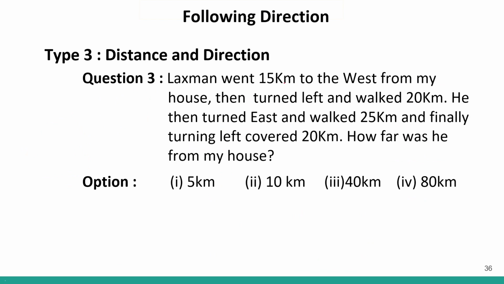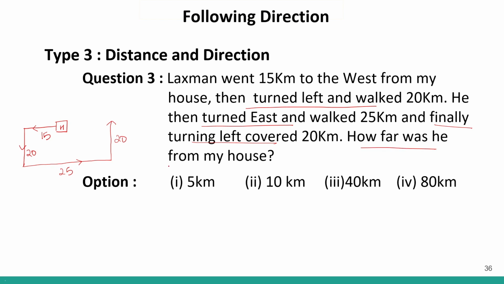Now, Lakshman went 15 kilometers to the west. So 15 kilometers to the west from my house. So let's say this is the house. I am just assuming. 15 kilometers west is in this direction. Then he turned left and walked 20 kilometers. So left will be this direction and walking for 20 kilometers, right? He then turned east. East will be this direction and he walked for another 25 kilometers. And finally turning left, he turned again left and covered 20 kilometers. So coming back in line with the house.